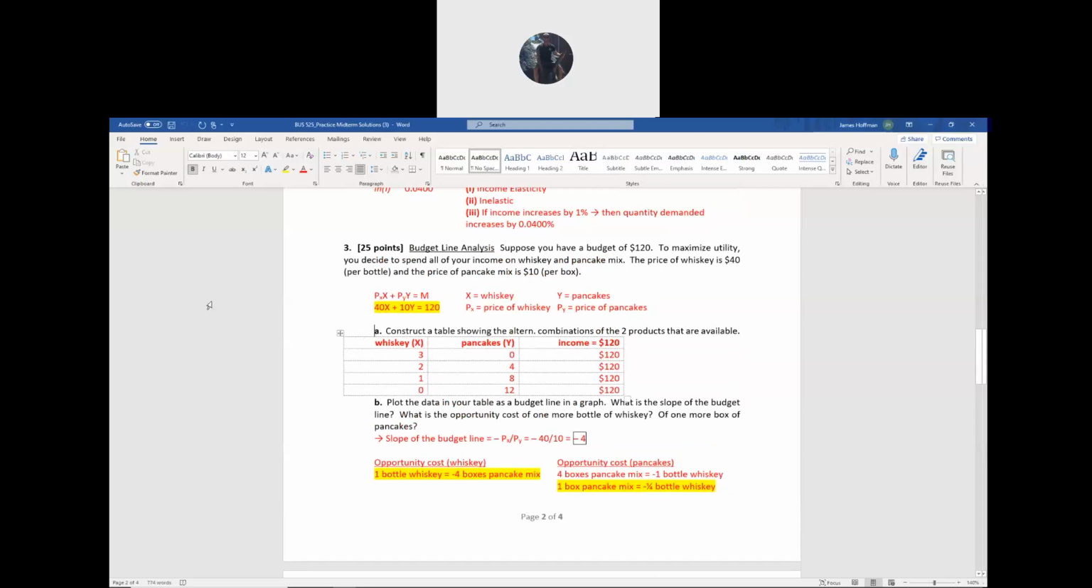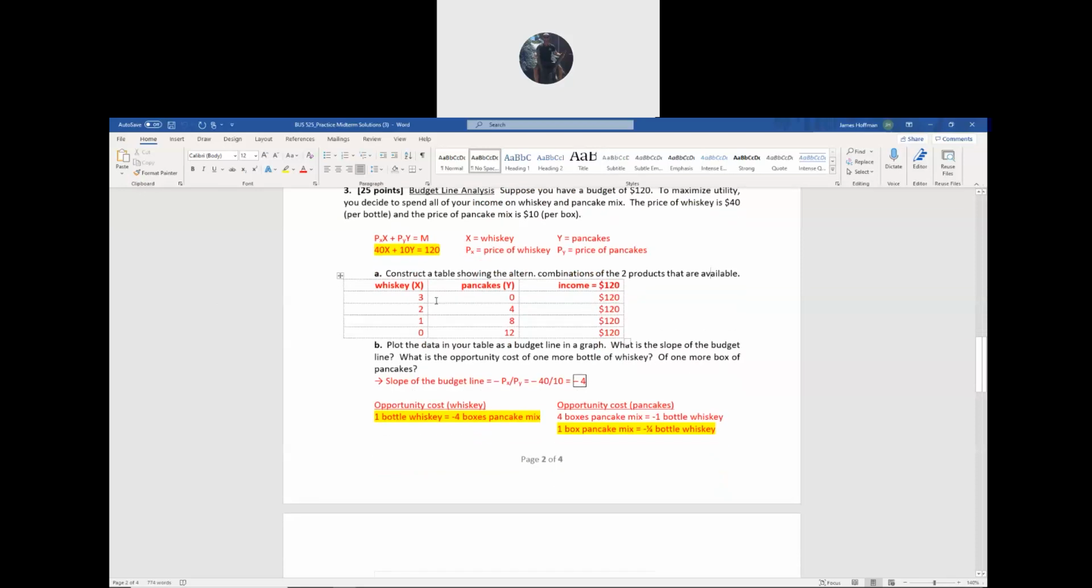Okay, and then part A is construct a table showing the alternative combinations of the two products that are available to exhaust our income. So these different combinations would all equal 120.